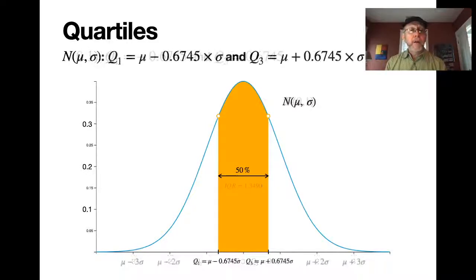Well, there, the IQR extends from mu minus 0.6745 sigma to mu plus 0.6745 sigma. So that would give us Q1 and Q3, and the middle 50% is in between those two values. And the IQR for any normal distribution is about 1.349 times the standard deviation. So the IQR for any normal distribution is about 35% larger than the standard deviation for that same distribution.